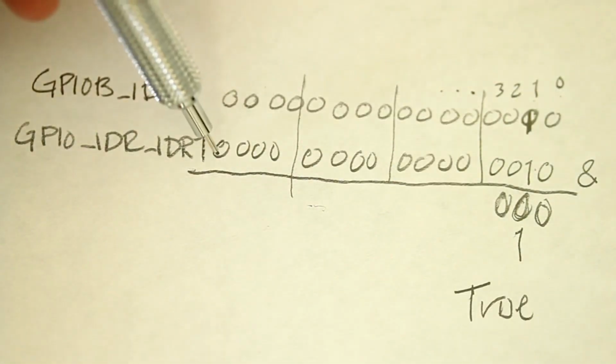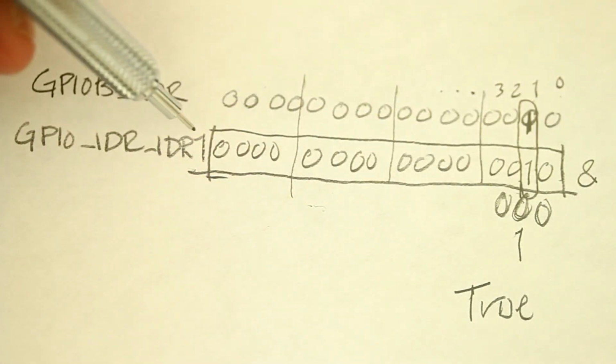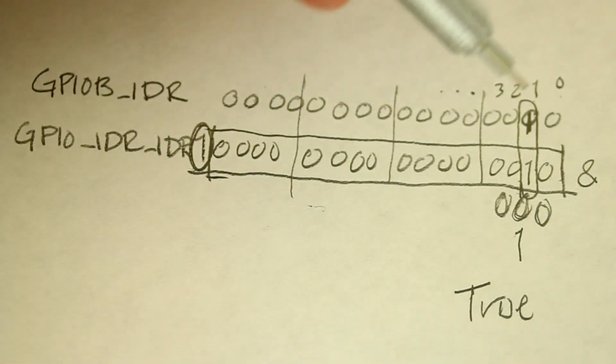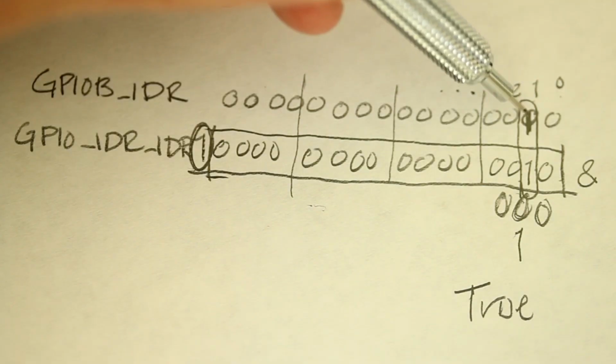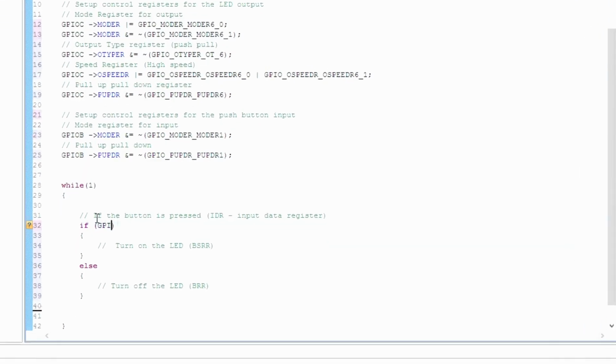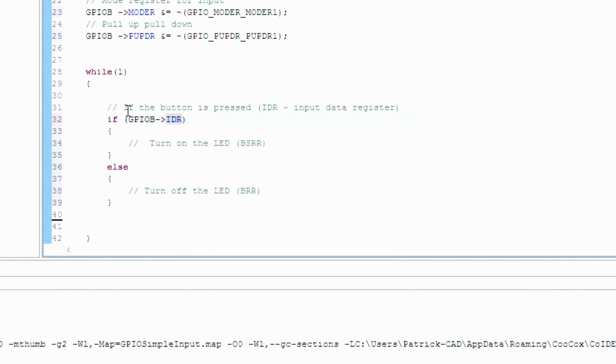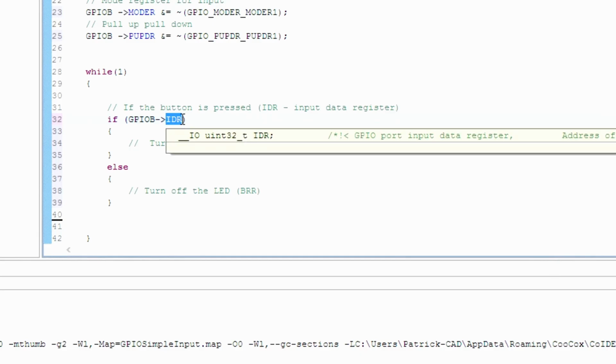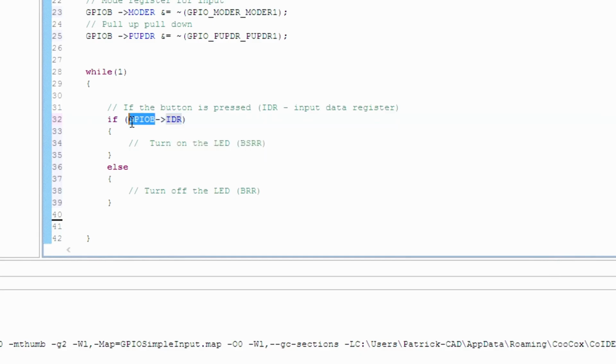So by using this mask for this position, which is indicated by this, we can test whether that particular pin and the push button is pressed or not. So let's go see how we do that in code. So we start out with GPIO B IDR. So this is the actual register that will be listening for the pins to be turning into a 1 or a 0, and it's under GPIO B.